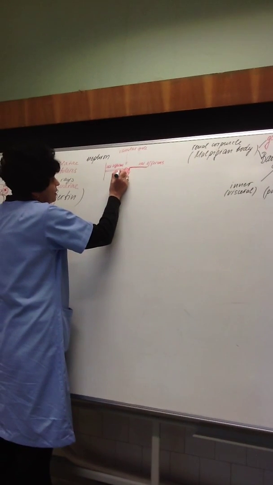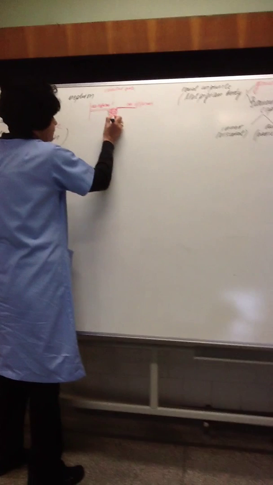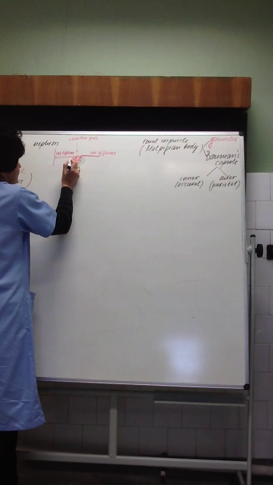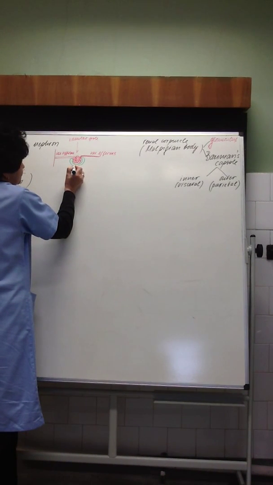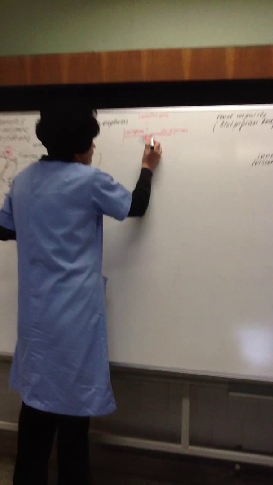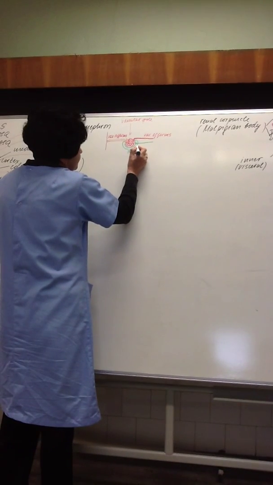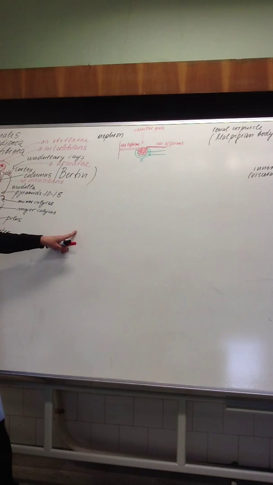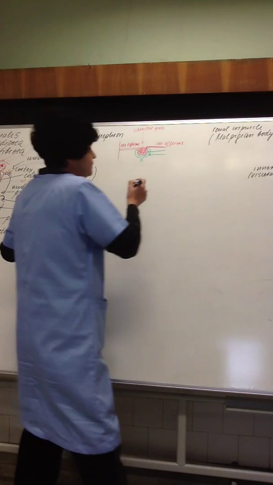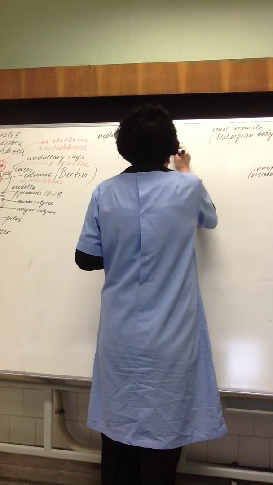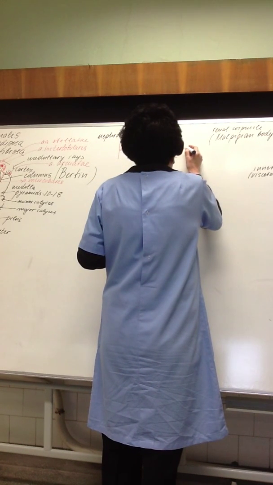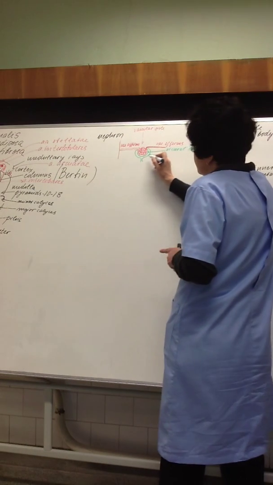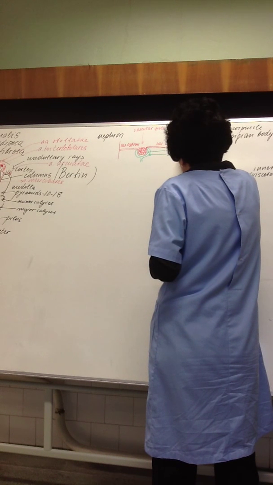Layers resemble a glass of champagne. This is the inner and this is the outer layer. Inner is the visceral layer, and parietal is the outer layer.